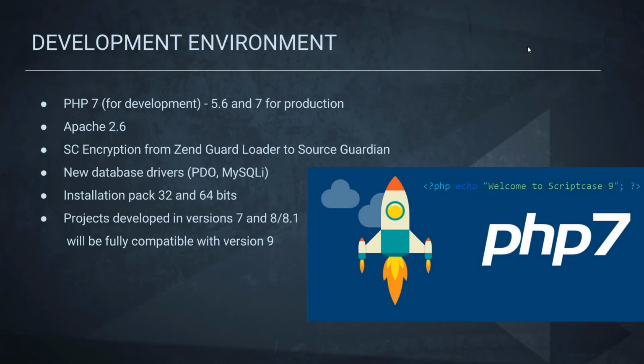We have this new PHP 7 for development environment, but for production environment there is going to be compatibility with PHP 7 and also PHP 5.6. Okay, so for development environment, Scriptcase 9 will work only with PHP 7, and for production environment, it means the environment where you deliver your applications, it can be with PHP 5.6 or PHP 7.